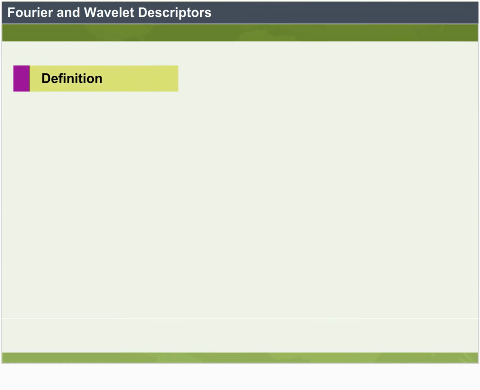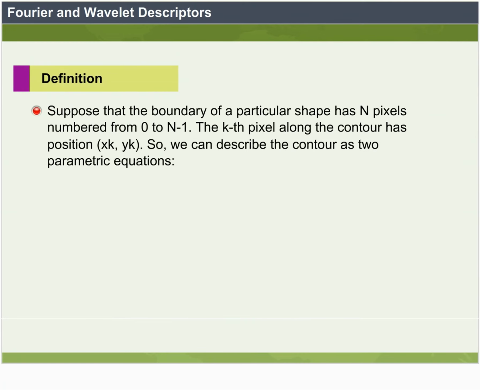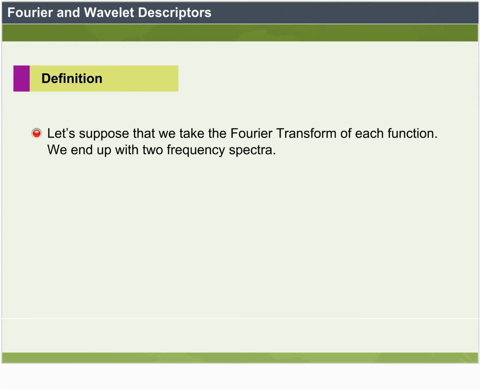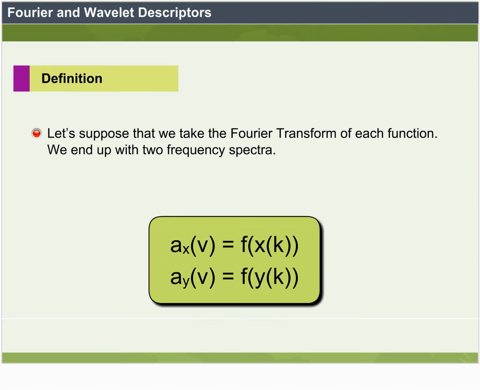Definition. Suppose that the boundary of a particular shape has n pixels numbered from 0 to n-1. The kth pixel along the contour has a position xk, yk. So we can describe the contour as two parametric equations: x of k equals xk, y of k equals yk. Let's suppose that we take the Fourier transform of each function. We end up with the two frequency spectra: ax of v equals F of x of k and ay of v equals F of y of k.